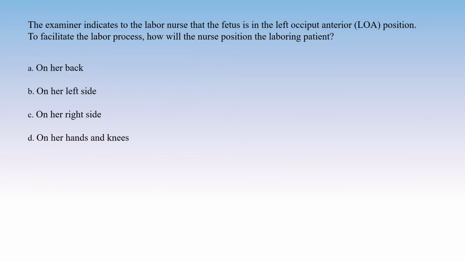The examiner indicates to the labor nurse that the fetus is in the left occiput anterior, LOA, position. To facilitate the labor process, how will the nurse position the laboring patient? A. On her back. B. On her left side. C. On her right side. D. On her hands and knees.